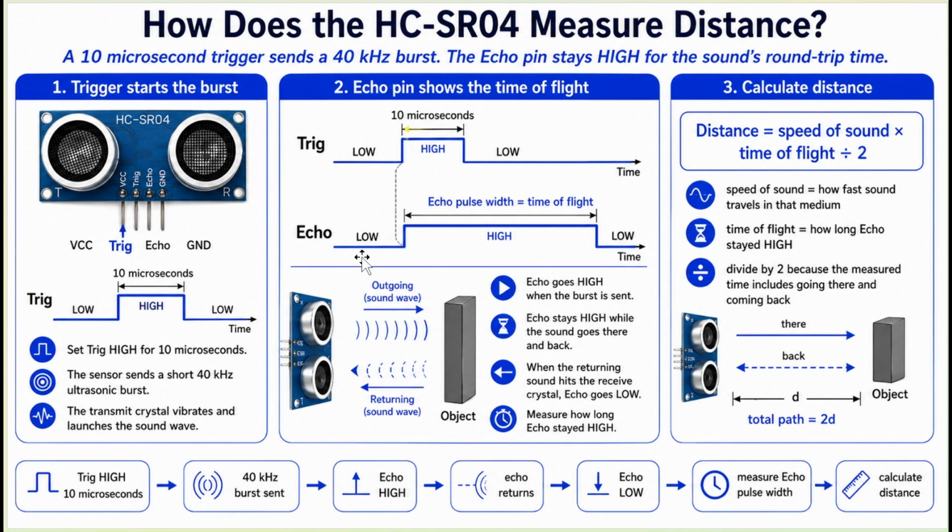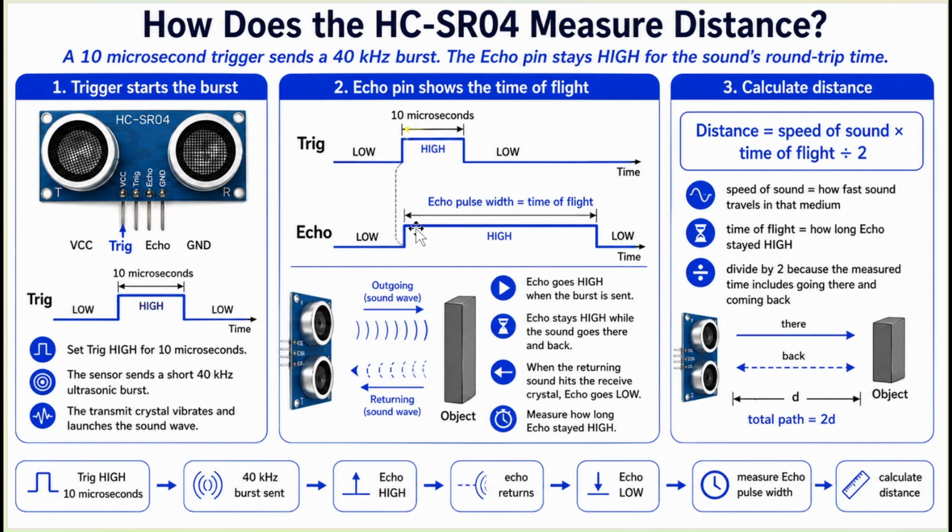The second it sends out the sound, the echo pin goes high, up to 5 volts, or 3.3, until the sound wave comes back. So it sends it out, it stays high until the sound wave comes back, and the second the sound wave comes back, it goes low.